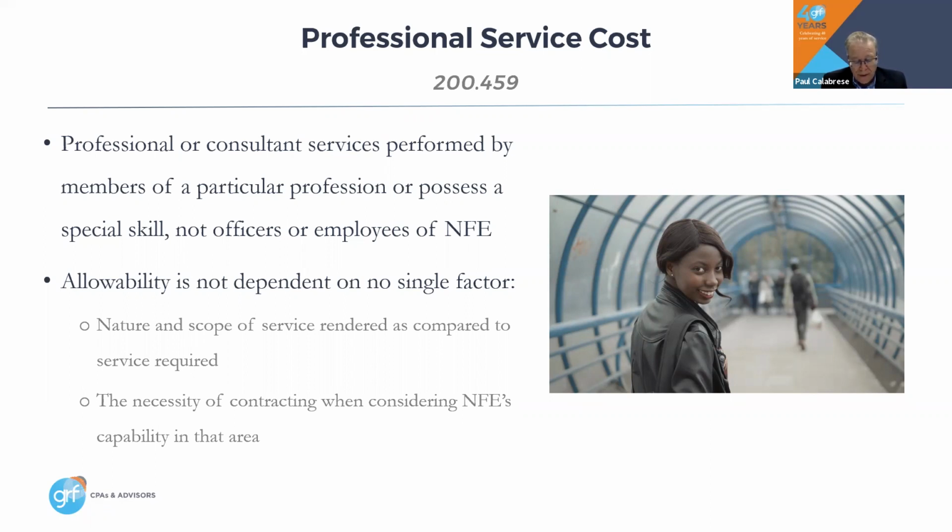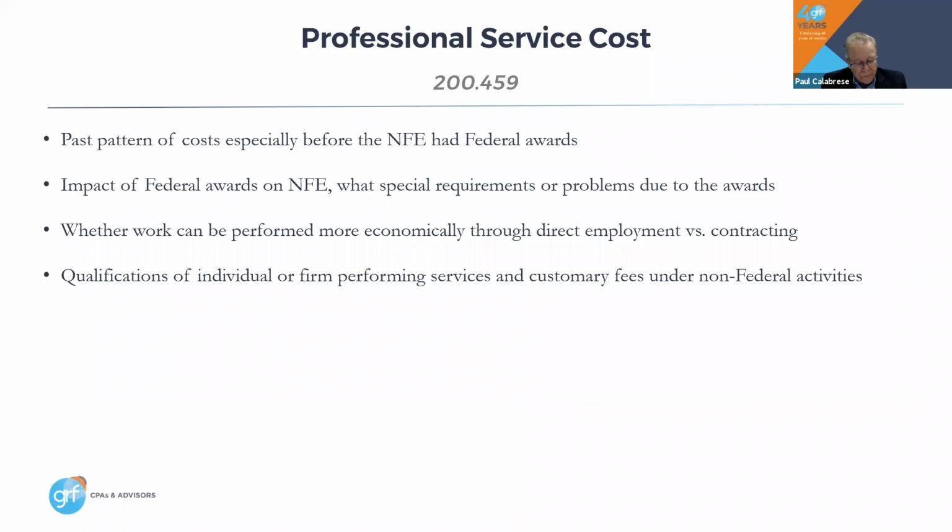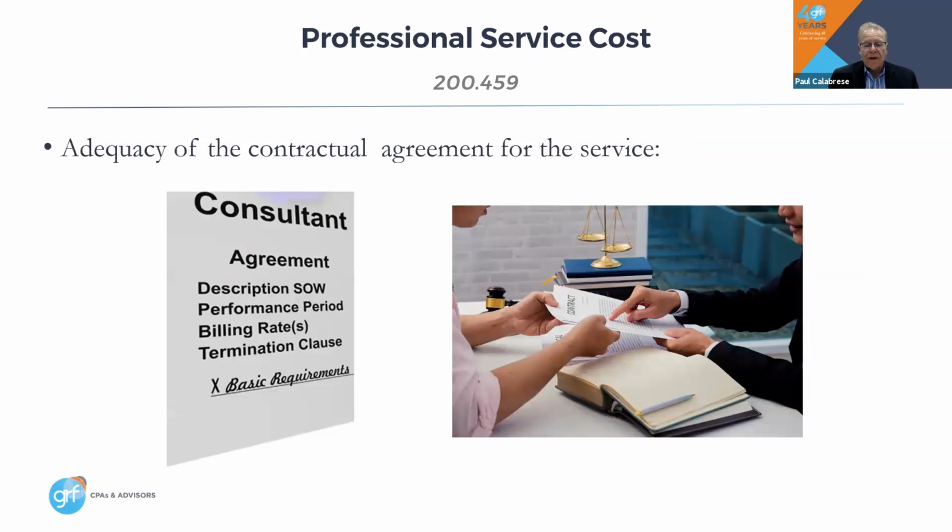If you go to the next slide, it goes through the impact of federal awards on the non-federal entity and what specific requirements or problems. And it can be an indirect or it can be direct. Let's go to the last of that slide. It's interesting that the government distills it for an adequate agreement.